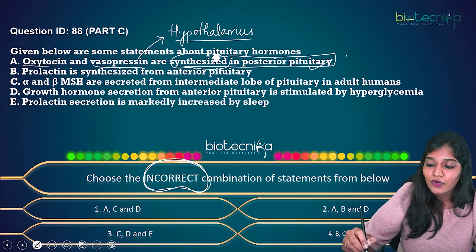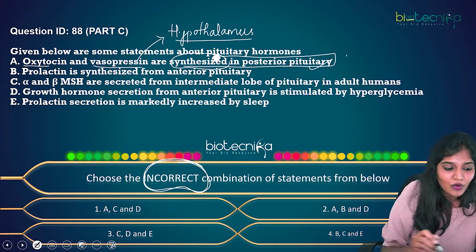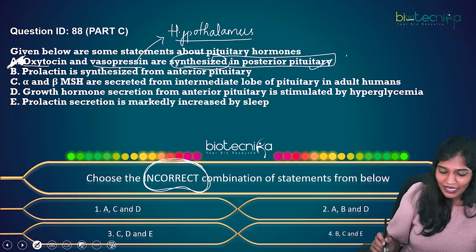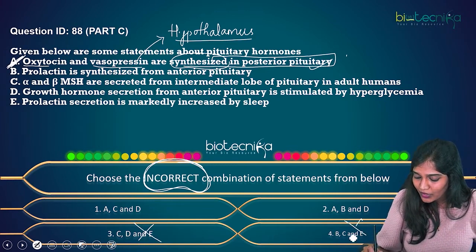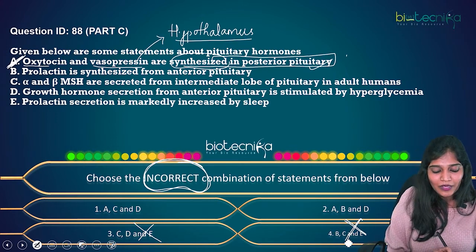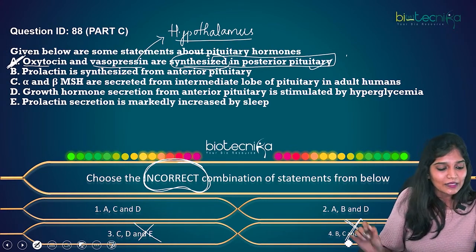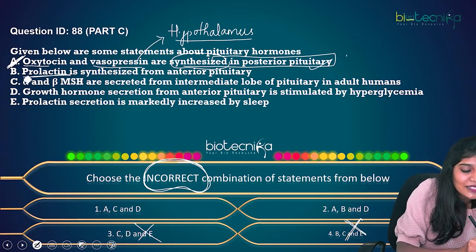So this is going to be a wrong statement. Now we have to choose a wrong statement, so we will choose option A wherever it is present. So I'm going to reject option C, the third option and the fourth option, and we have to choose between the first and second.